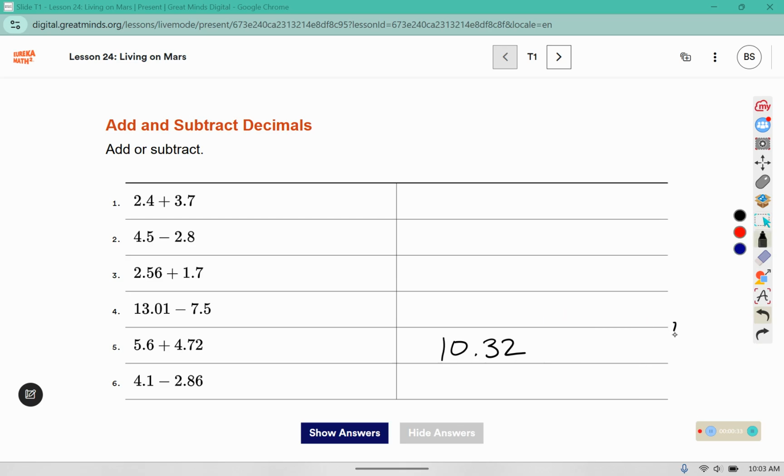For subtraction, we have 4.1 and 2.86. In this gap, we're going to stick a 0. We're subtracting. 10 minus 6 is 4. 10 minus 8 is 2. 3 minus 2 is 1. Complete the remaining problems.